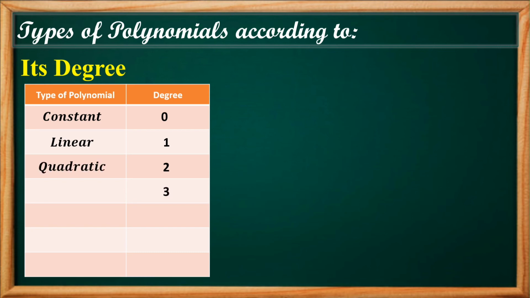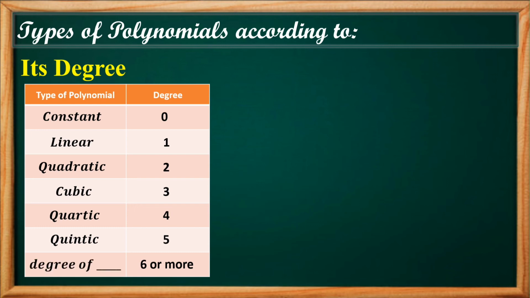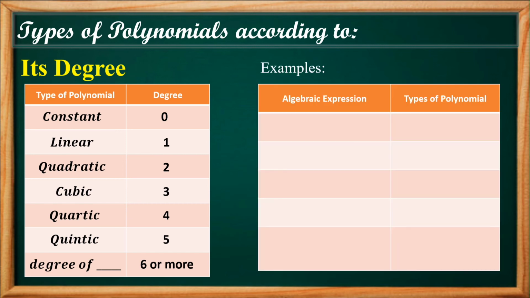If the degree of a polynomial is 3, then it is cubic. If the degree of a polynomial is 4, it is quartic. If the degree of polynomial is 5, then it is quintic. And if the degree of a polynomial is 6 or more, then it is a polynomial of degree n, according to the degree of polynomial. Okay, meron tayong example dyan.